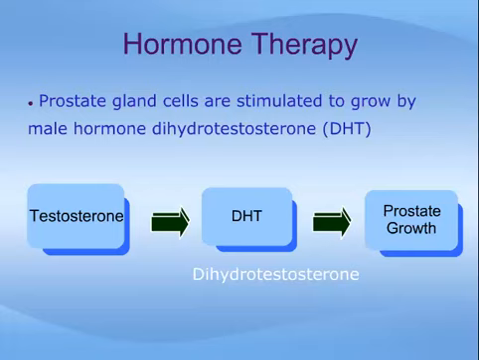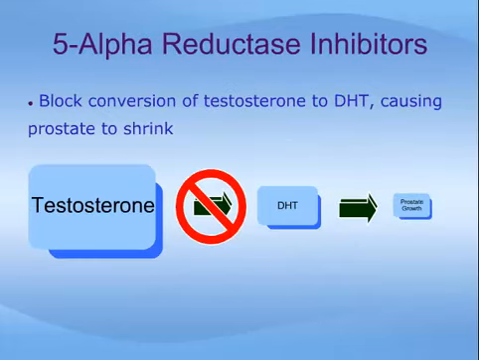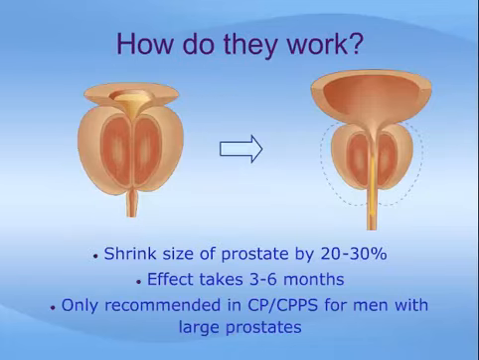DHT is a product converted from the primary male hormone testosterone, produced mostly by the testicles and partly by the adrenal glands. 5-alpha reductase inhibitors block the conversion of testosterone to DHT and stop the growth of prostate gland cells. 5-alpha reductase inhibitors can, in fact, actually shrink the physical size of the prostate, and this may improve urine flow out of the bladder through the urethra as it runs through the prostate.